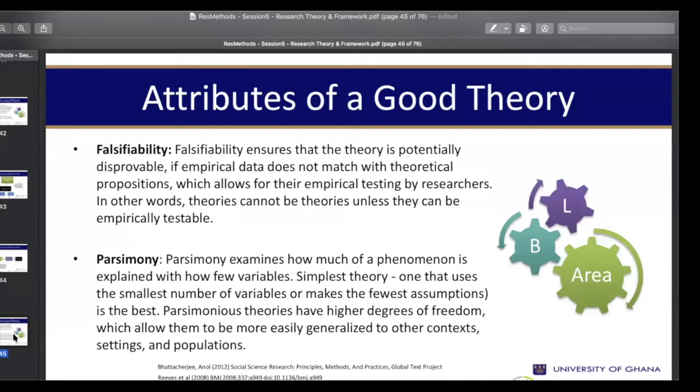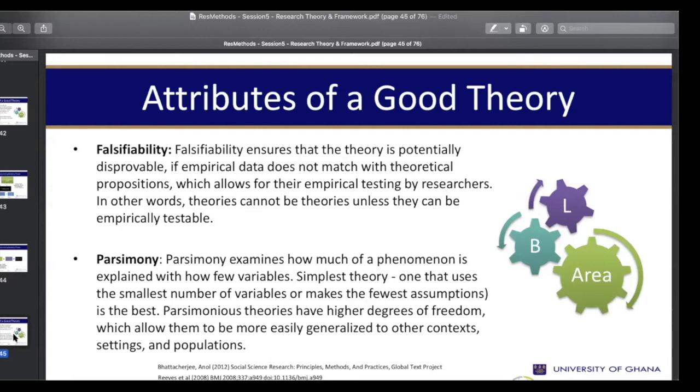theory. Every theory should give us the opportunity to check whether the empirical data match the theoretical propositions. In other words, theories cannot be theories unless they are empirically testable. So you have to be able to empirically test the relationship the person is postulating. Then, lastly, all theories should be parsimonious. Parsimonious means that the objective of developing a theory is to simplify reality. So try to use simple things to explain complex issues.